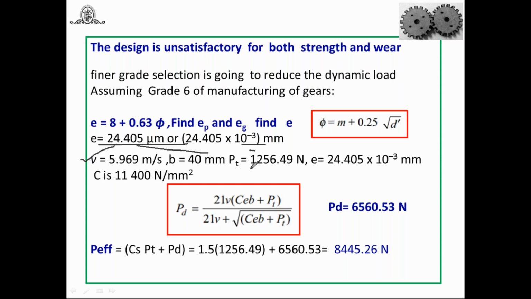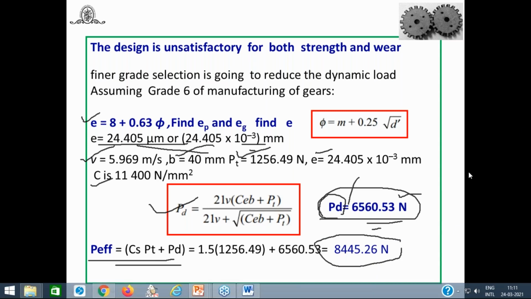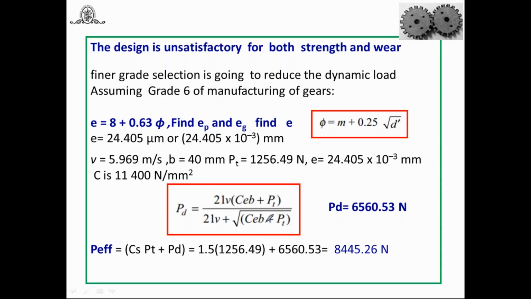And once again, you have V, you have B, you have PT, you have this A, and C, find out PD. Once you check again, if you change from grade 8 to grade 6, your dynamic load capacity changes from 5,600 something to 650. Try to understand here. And again, find out the P effective, CSPT plus PD. You have a P effective load of 8,404 Newton. And again, you can find out here. I am going to check it.